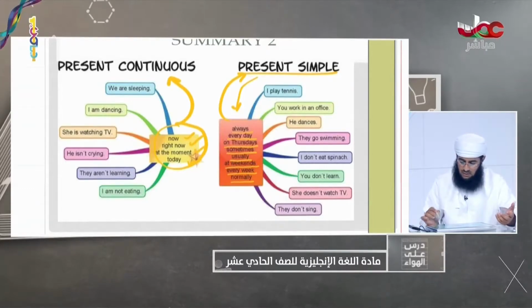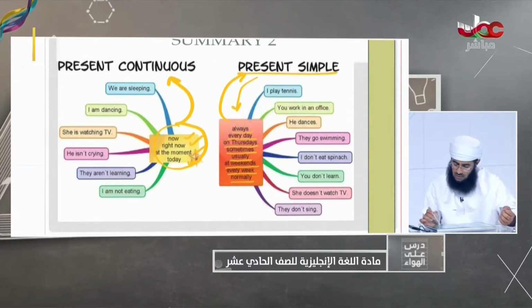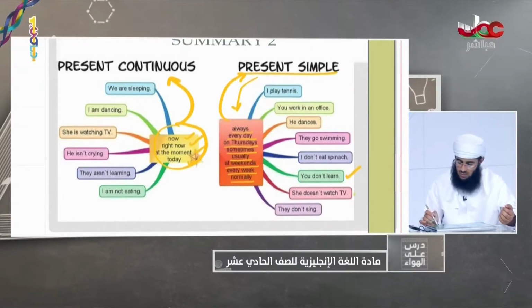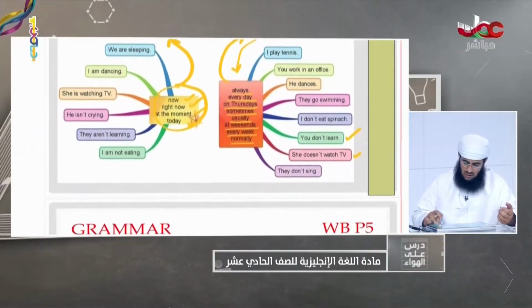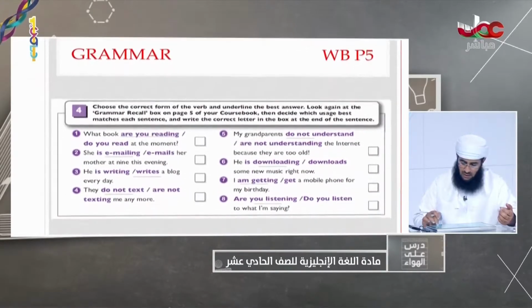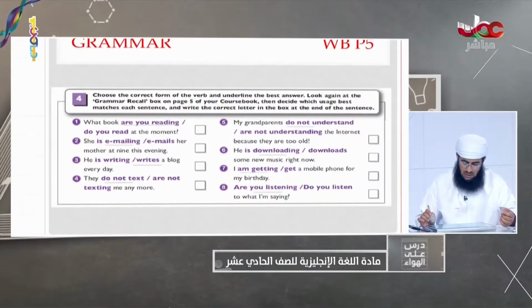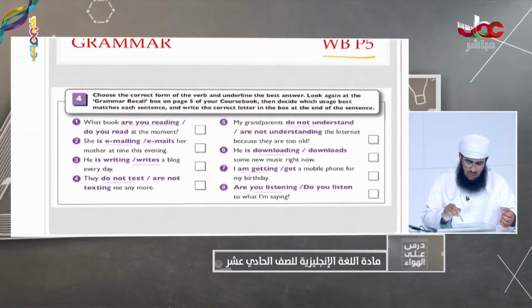And here you have the examples. For example, I don't eat. Sorry, you don't learn, for example, or she doesn't watch TV. So this is the meaning of this grammar that we have acknowledged. Here is the final exercise from your book. You can do it yourself or you can revise it quickly. We can do it together.